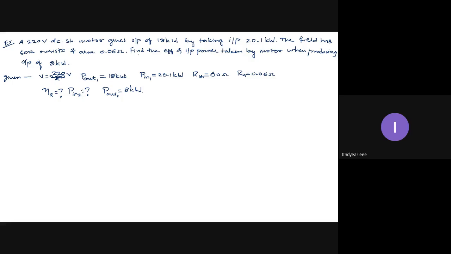Let me take this as efficiency 1, first case efficiency, because I know output, I know input, I can calculate efficiency. We can do that. But we don't want that efficiency. I want efficiency at second load condition. Solution.